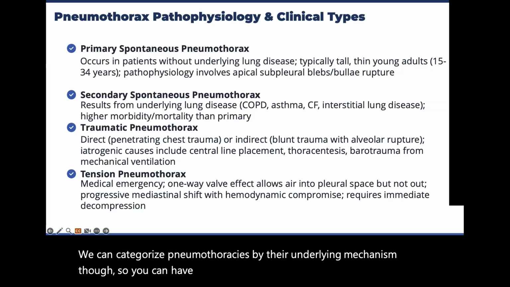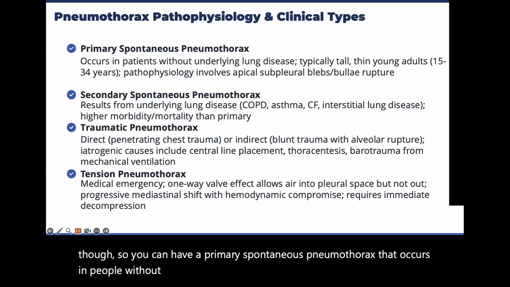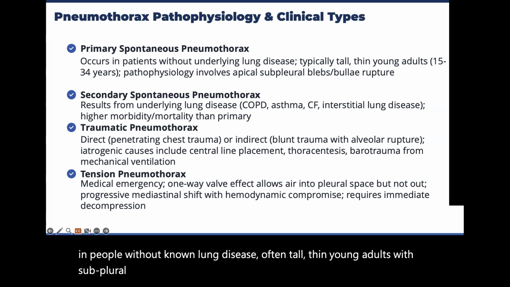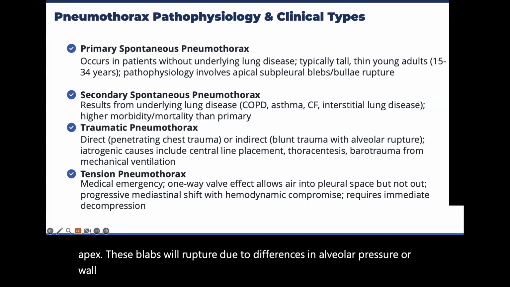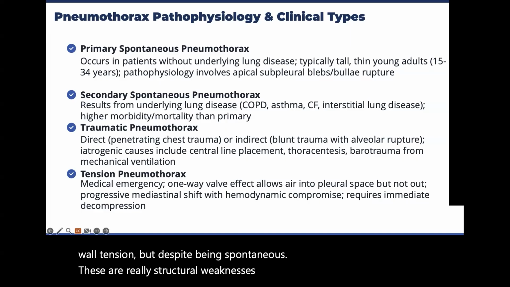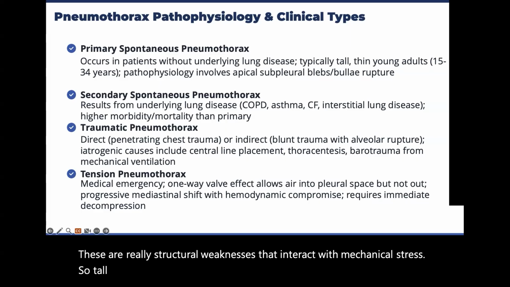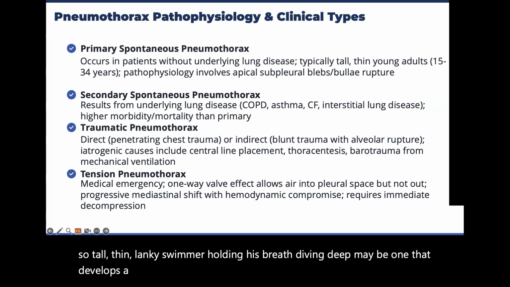So you can have a primary spontaneous pneumothorax that occurs in people without known lung disease, often tall, thin, young adults with subpleural blebs. Think small, fragile alveolar outpouchings near the lung apex. These blebs will rupture due to differences in alveolar pressure or wall tension. But despite being spontaneous, these are really structural weaknesses that interact with mechanical stress. So a tall, thin, lanky swimmer holding his breath diving deep may be one that develops a spontaneous pneumo.